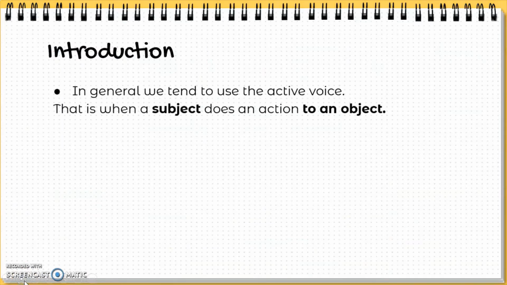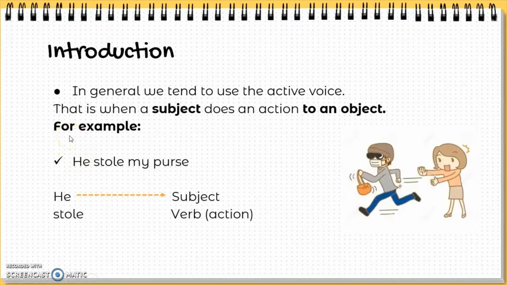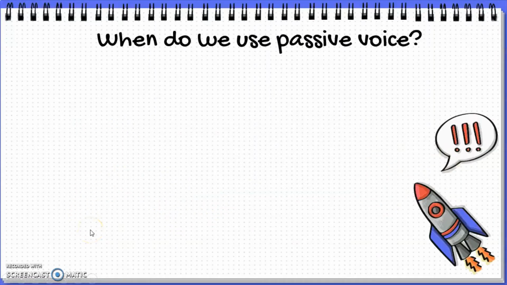In general, we tend to use the active voice. That is when a subject does an action to an object. Remember that when I say object, I refer to a grammar object, not to a thing, okay? Here we have the active voice example. He stole my purse. We want to know who stole the purse, so he is the subject, stole is the verb or the action, and my purse is the object. Okay, so the verb goes to the subject because he stole, my purse is the object.